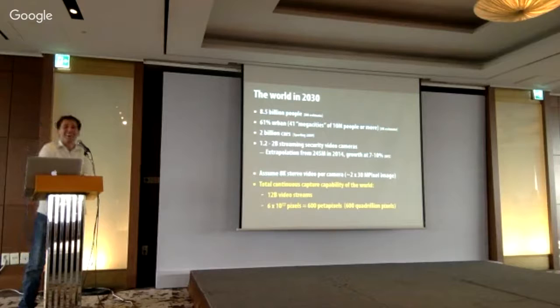And 61% of those people will be living in large cities. So in 2030, there'll be 41 cities over 10 million people, 10 million people or more. There will be 2 billion cars.